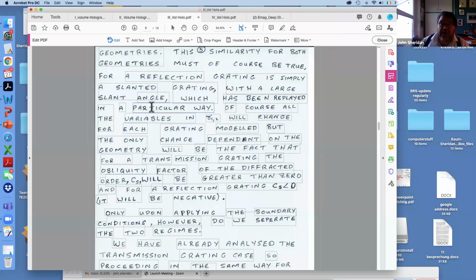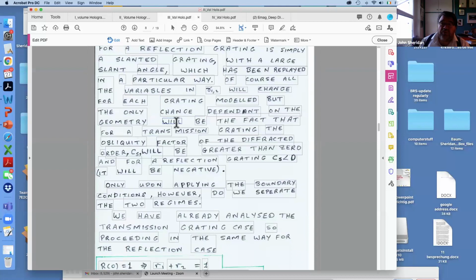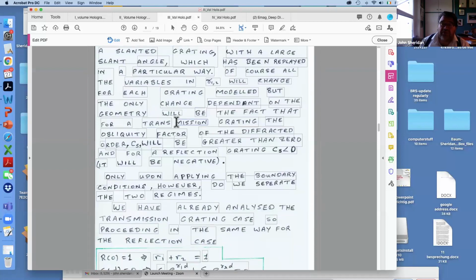And this grating is a large slant angle which has been replayed in a particular way. And just to interject here, you can in fact start off with something and replay at a particular angle and it acts like a transmission grating, and if you change the angle of replay it will start to act like a reflection grating. You can go away and draw your Ewald diagram and see that this is the case. Of course, all the variables in these gammas will change for each grating model. So the capital K, the grating vector, changes, etc. And of course, the obliquity angles are going to change. Certainly, they'll change their sign.